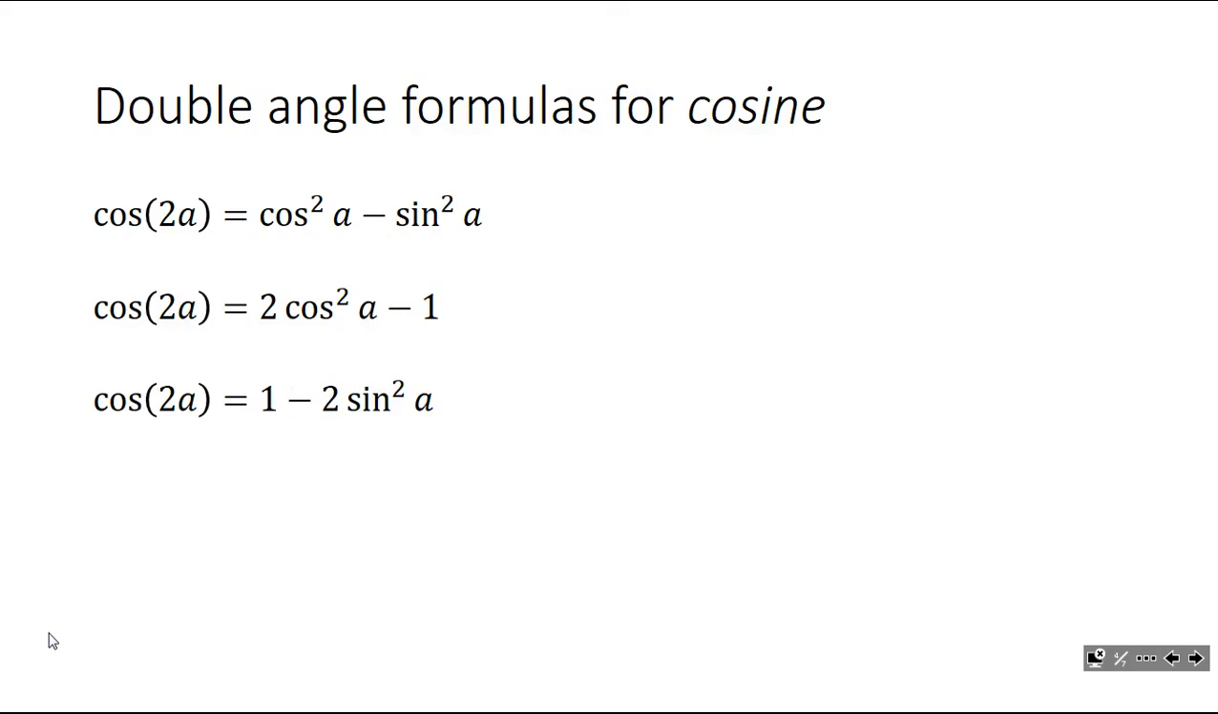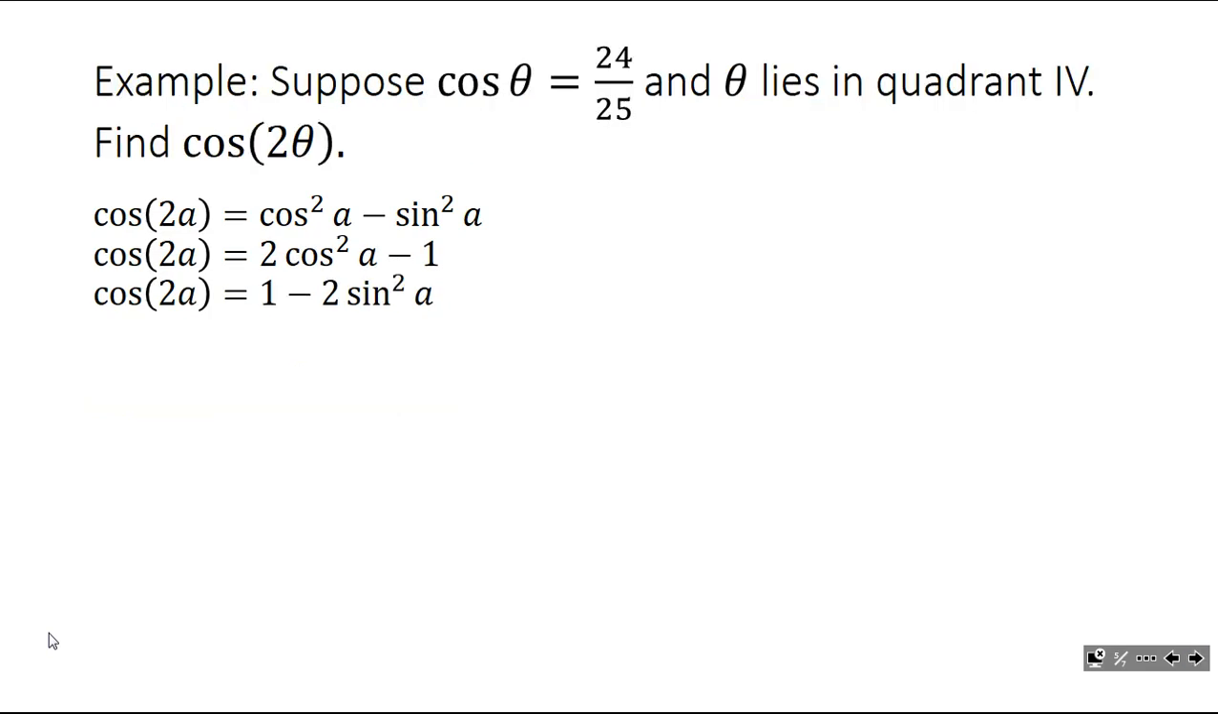There are three double angle formulas for the cosine, and you might figure, why have 3 if we only need 1? Well, you can select the formula for which you have the right information. You'll see what I mean by that in this next example. Suppose the cosine equals 24 over 25 and theta's in quadrant 4. Find the cosine of 2 theta.